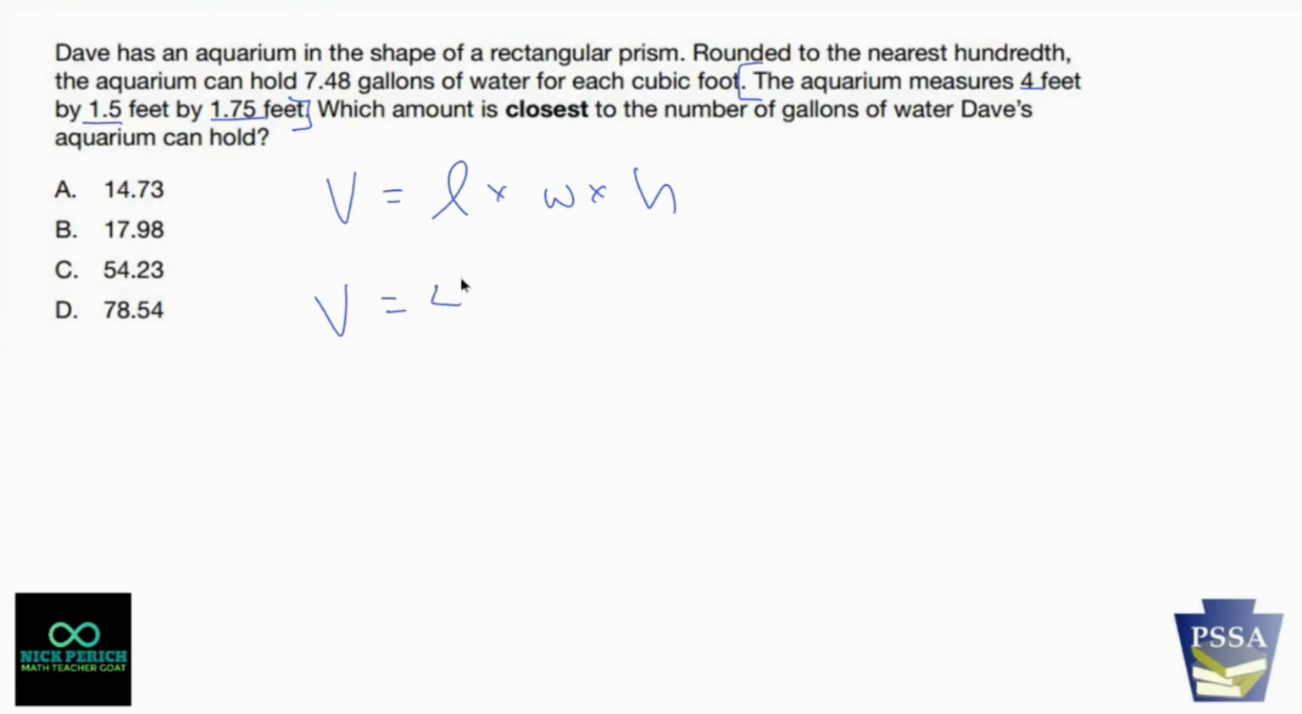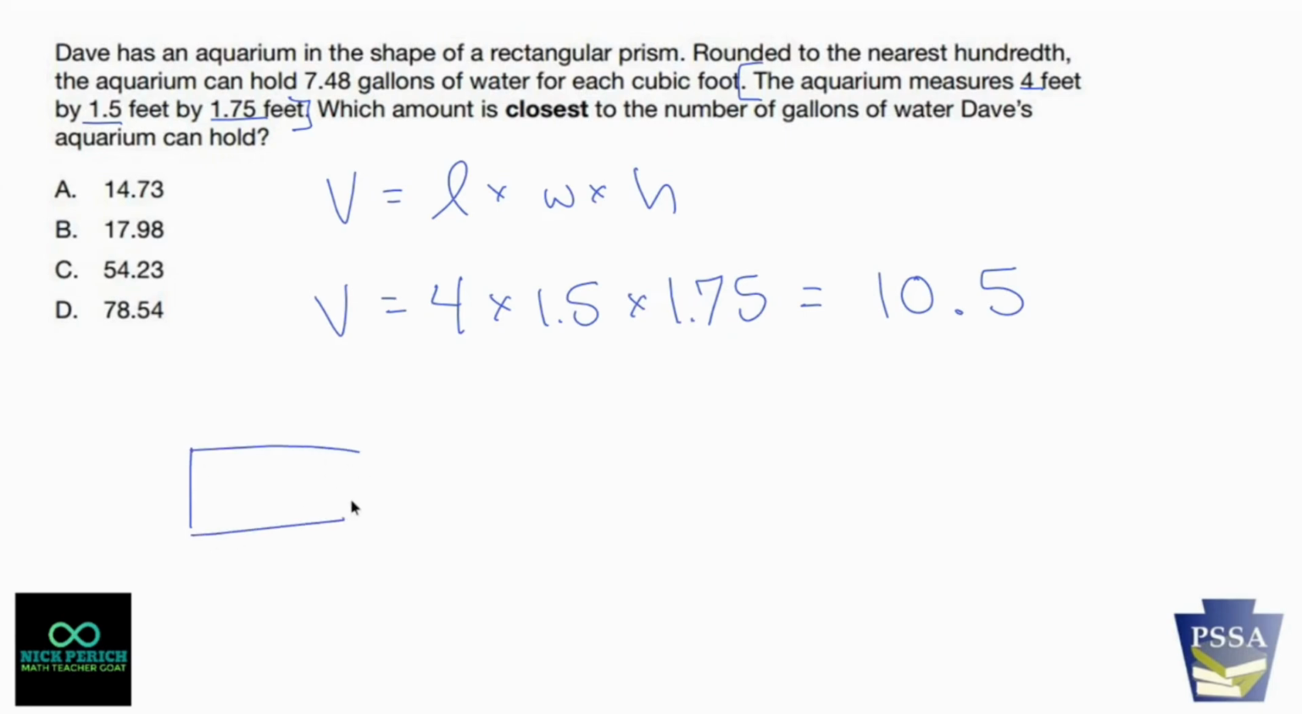So this is going to be 4 times 1.5 times 1.75. You go off to your calculator and find out what this is. Multiplying all three of these together gets us 10 and a half, 10.5. So our aquarium, and this is me trying to draw an aquarium, I'm a math teacher for a reason, holds 10.5 cubic feet.